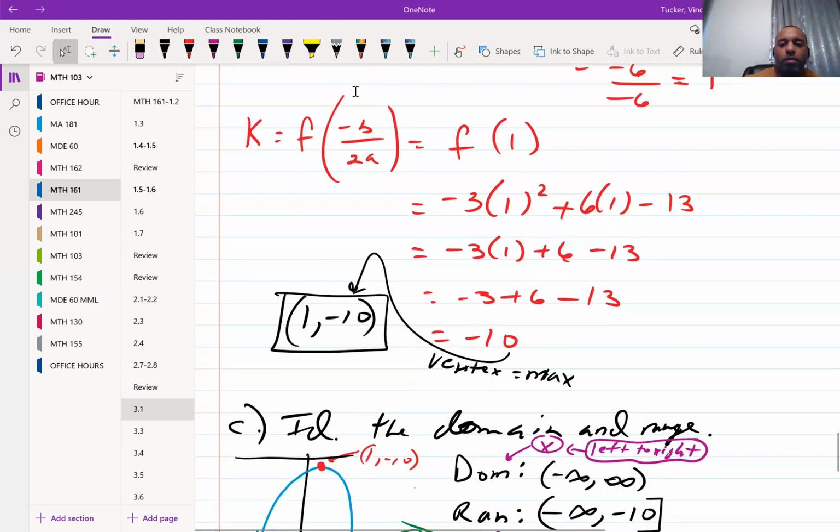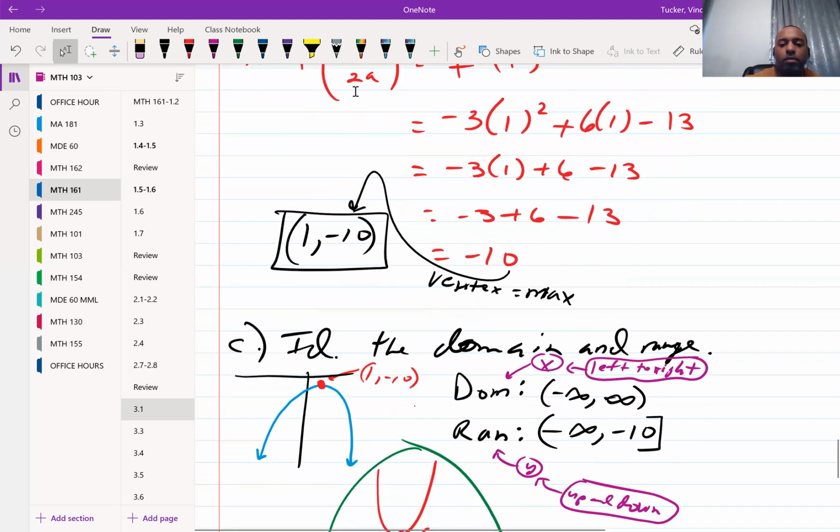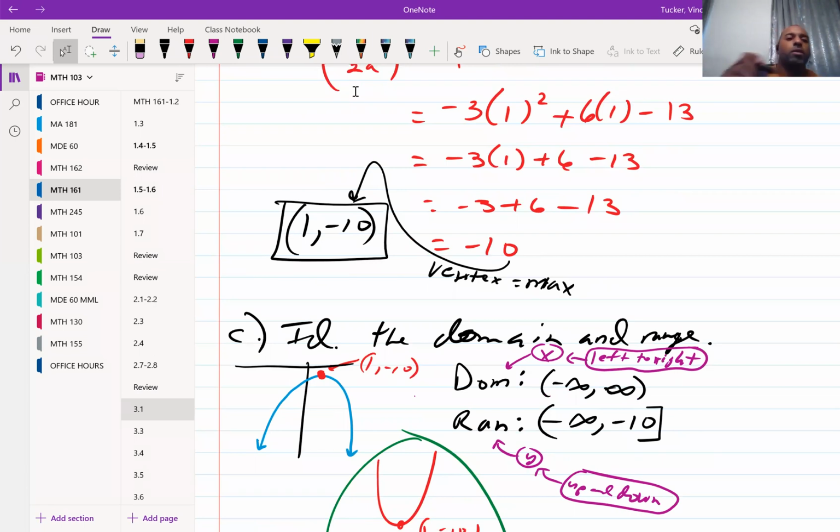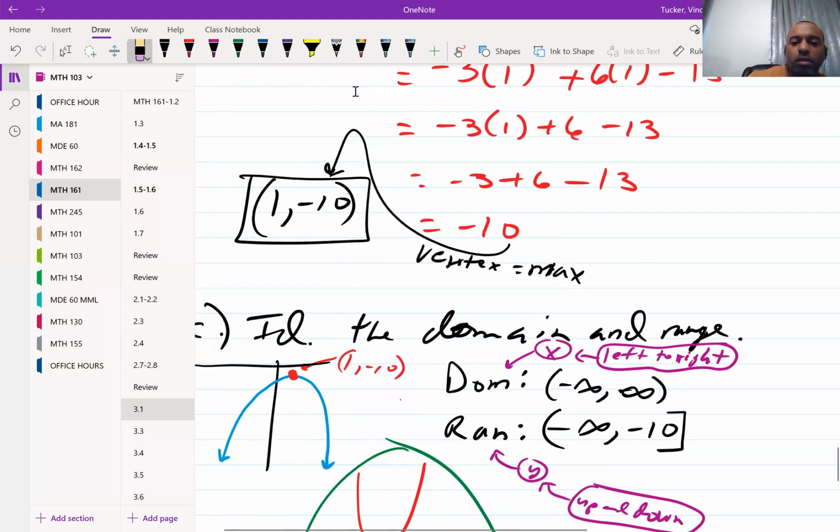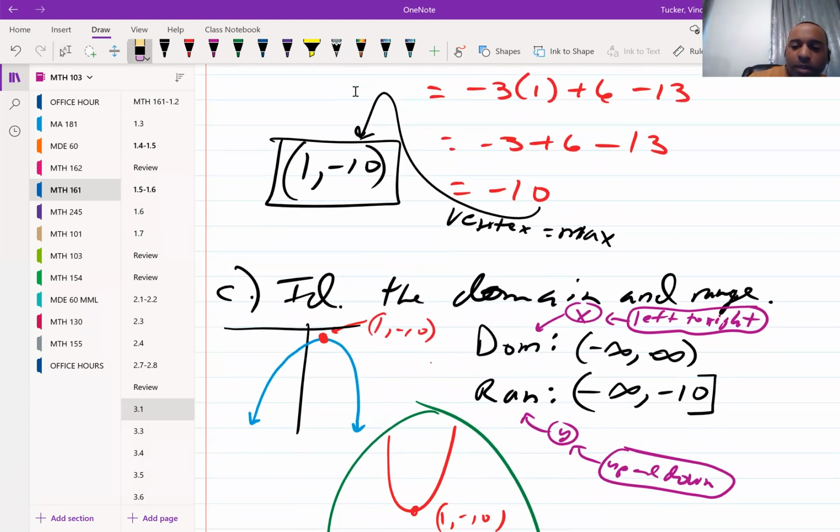And scroll up. All right, so next one, identify the domain and range. Sorry about that. So we want to identify the domain and range.